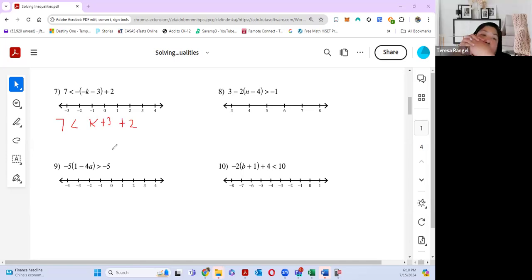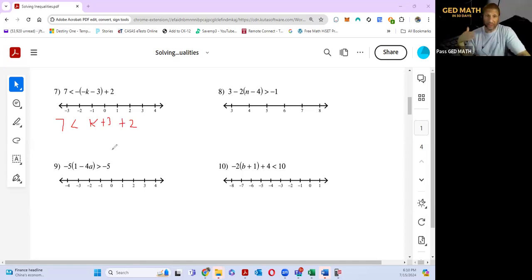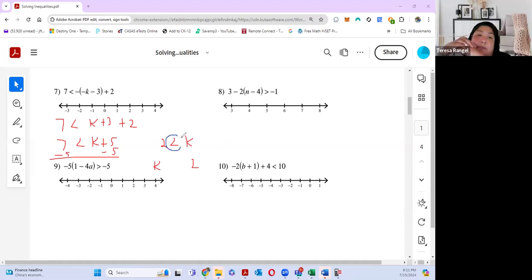So the negative on the outside of parentheses just means change the sign of everything inside. Then we combine like terms. We get 7 is less than k plus 5. We subtract 5 and get 2 is less than k. So here is where you switch. What we did was switch sides, put the variable on the left, the value on the right, and this is where you switch the inequality: k greater than 2.